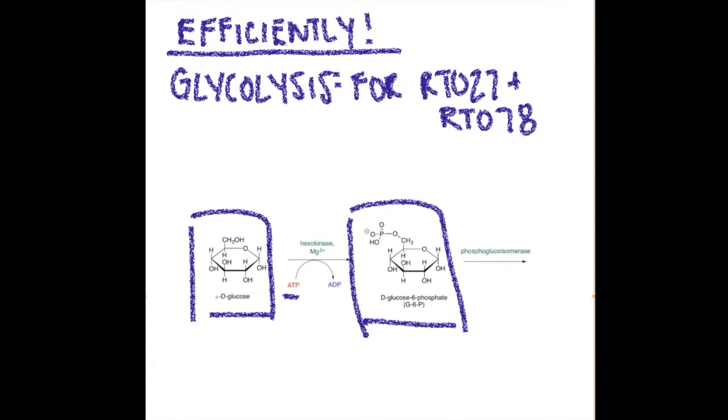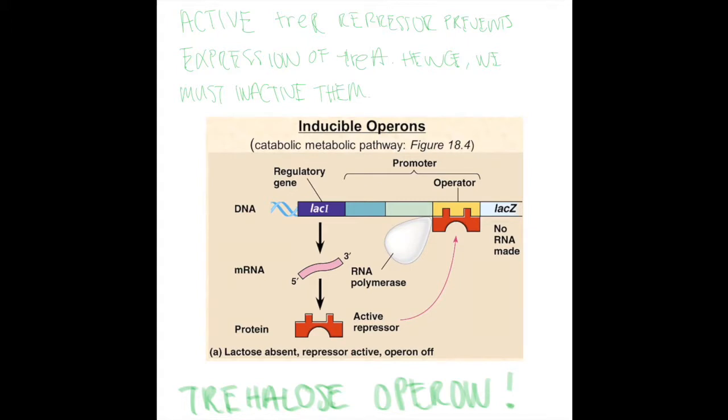glucose 6-phosphate. Trehalose utilizes this inducible operon pathway to create an enzyme to metabolize glucose. At the default state, the active TreR repressor prevents the expression of the gene treA, which encodes for an enzyme that is necessary for the metabolism of trehalose. So therefore, no RNA is made. We essentially need a trehalose molecule to bind to the receptor and inactivate it, which is here. Trehalose will come in and bind here. And therefore, transcription can happen.